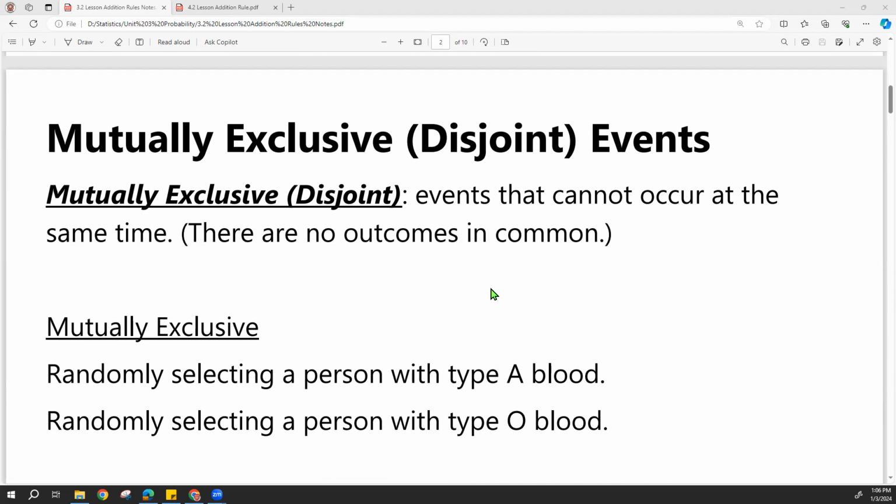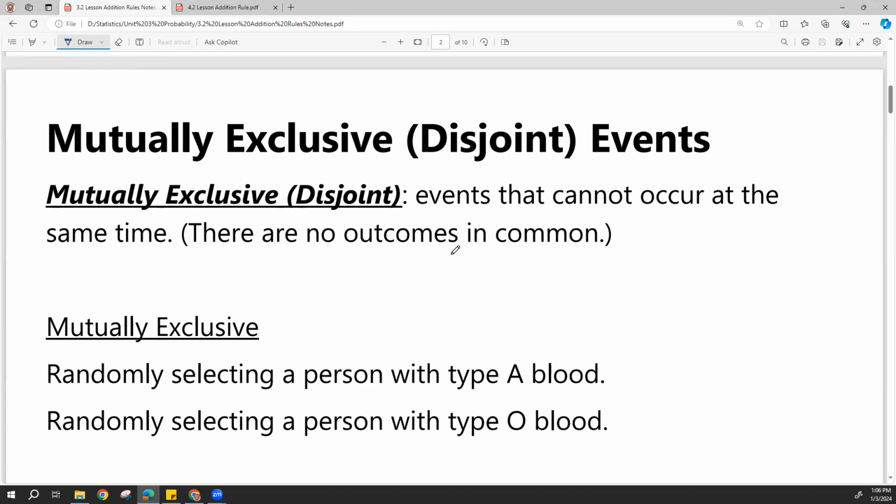And that is deciding whether two events are mutually exclusive, also known as disjoint, or if they are not. Mutually exclusive means that they can't happen at the same time. So, for example, when you are driving through an intersection that has a traffic light, the light being green and the light being red are mutually exclusive. You can't have a green light and a red light at the same time. Those are considered mutually exclusive events.